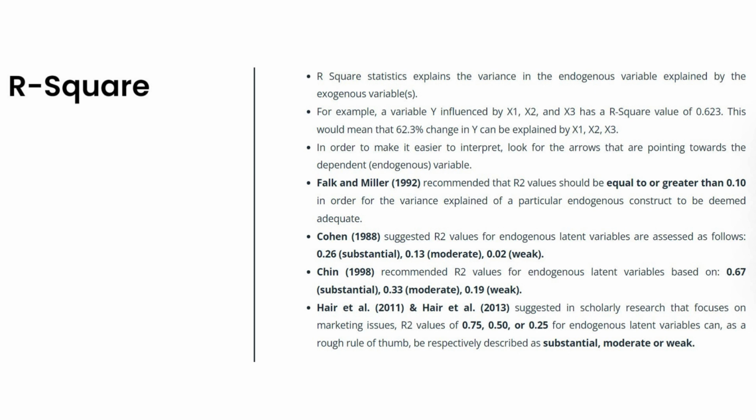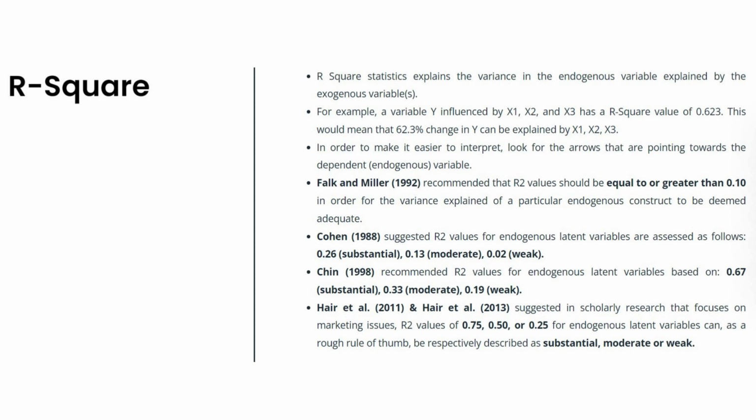Falk and Miller, 1992, recommended that R2 values should be equal to or greater than 0.10 in order for the variance explained of a particular endogenous construct to be deemed adequate. Cohen, 1988, suggested R2 values for endogenous latent variables are assessed as follows: 0.26, substantial; 0.13, moderate; 0.02, weak. Chin, 1998, recommended R2 values for endogenous latent variables based on 0.67, substantial; 0.33, moderate; 0.19, weak.